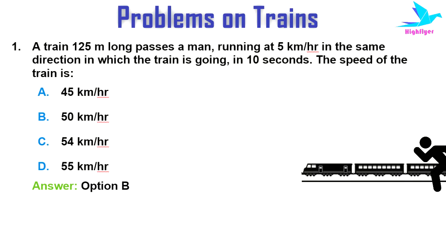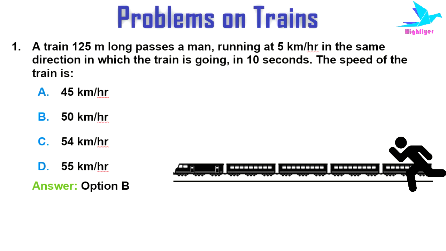A train 125 meters long passes a man running at 5 km per hour in the same direction in which the train is going in 10 seconds. The speed of the train is: the options are 45 km per hour, 50 km per hour, 54 km per hour or 55 km per hour. The right option is option B, 50 km per hour.